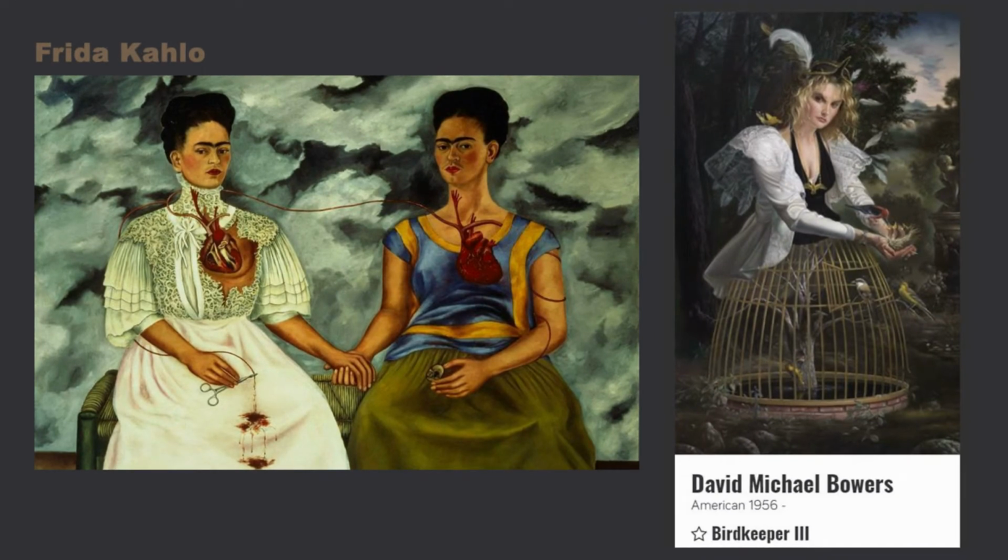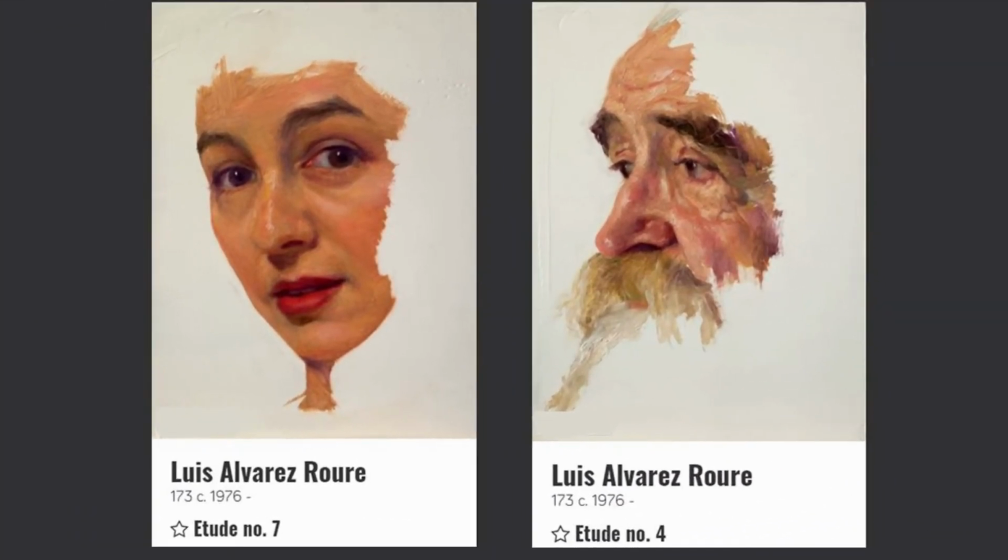Here's a look at an imaginative figure portrait. This is a style where, as you can see here with the Frida Kahlo double self-portrait and the David Bowers birdkeeper portrait, you're just being very imaginative in your portrayal of your subject. And believe it or not, an unfinished or partially finished portrait is a style of portraiture, and it's quite popular these days. You can get some beautiful results by taking the same steps here that Luis Alvarez Roure took.